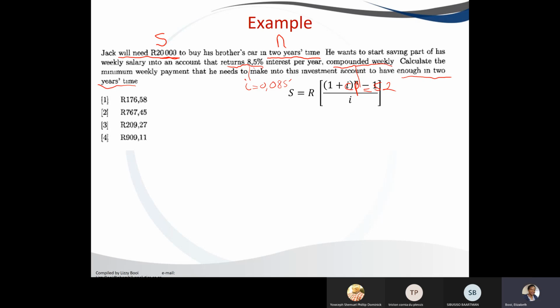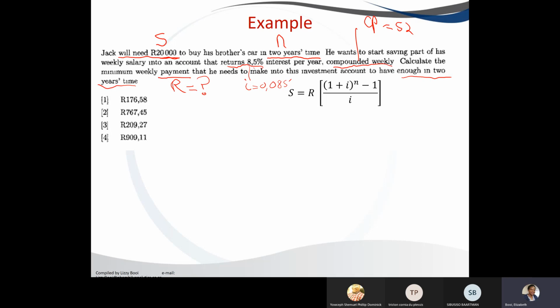We know what our formula looks like, and that is our formula, which is our future value is equal to our payment times 1 plus interest to the power n minus 1, divided by interest. Since we need to know what will be the weekly payment, we don't compute the present value or the future value, but we need to be computing R, and R is what we are looking for.